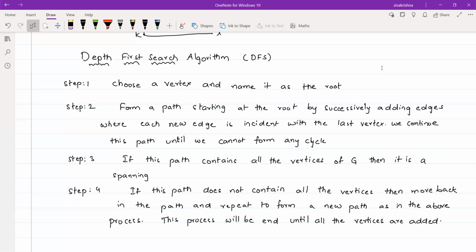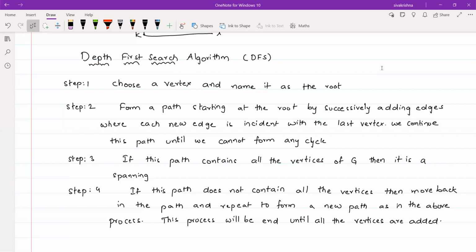Coming to step three, if this path contains all the vertices of G, it means whatever vertices we have in the given graph, if those vertices are present in the path, then we say that it is a spanning tree. If the path doesn't contain all the vertices of the given graph, we have to continue the process to find the remaining vertices.